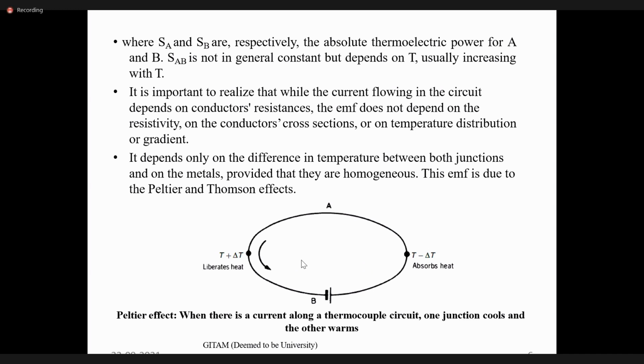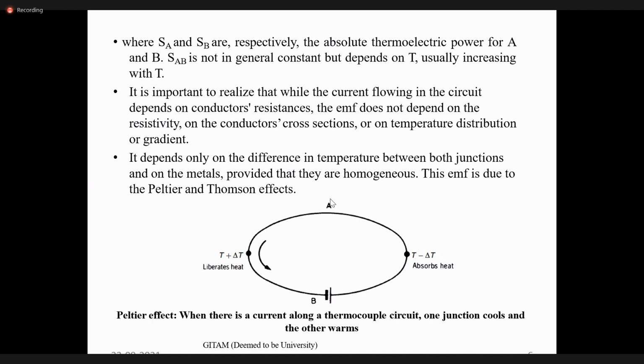So here we are not using any temperature sources to heat up the junctions, but we are using a battery to allow current flow in the circuit. When you allow current flow in the circuit, one junction will absorb heat, another junction will liberate heat. This is called the Peltier effect.